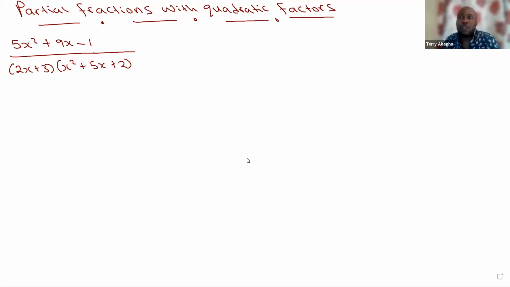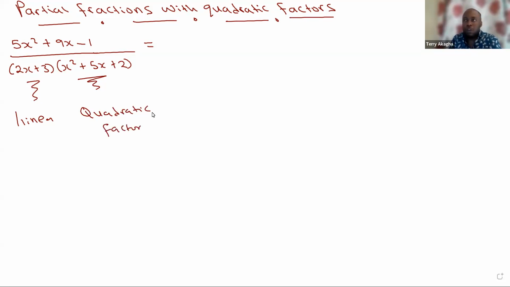If you look at this question, for instance, we have 5x squared plus 9x minus 1 divided by 2x plus 3, and this. You will notice that this is a quadratic factor because you can't factorize this. If I could factorize this, it would have been 3 linear factors. But because I can't factorize this quadratic, it's going to be a linear factor and a quadratic factor. So as usual, it's going to be the linear, and because you can't factorize this, it's going to be a quadratic factor.